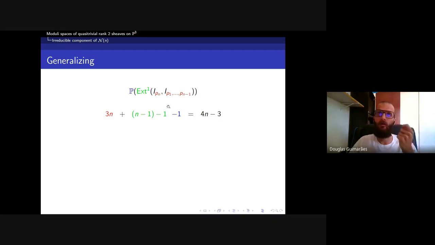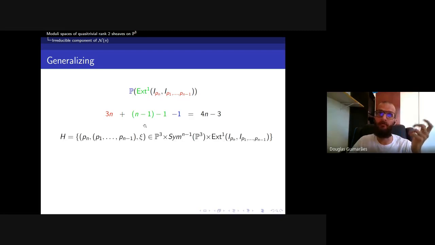But the problem is we don't have our lemma now that says that every extension is stable. So this H will be some point in P3, some n−1 points in the symmetric product, in the choice of extension. Again, we don't have stability anymore. We don't know if every extension is stable or not. So what we can do is force stability by taking this H0 here. And since stability is an open condition, our family would remain with the same dimension 4n−3, as long as this H0 is non-empty.